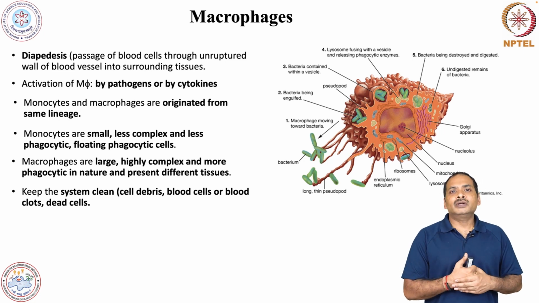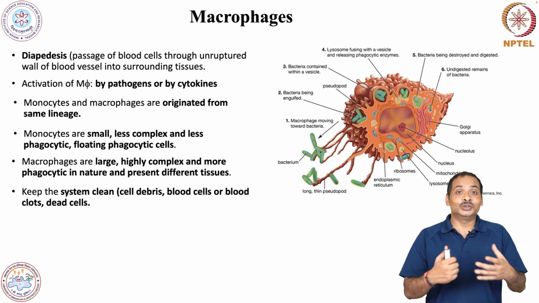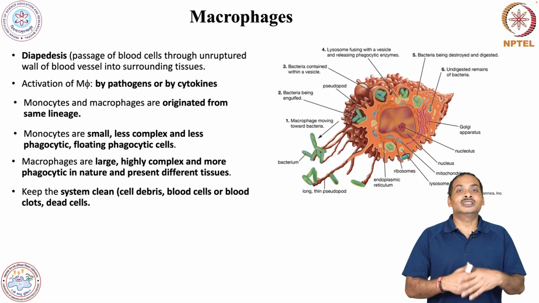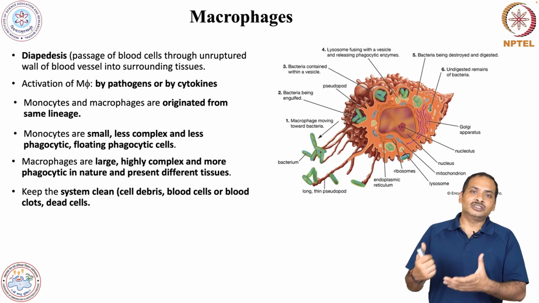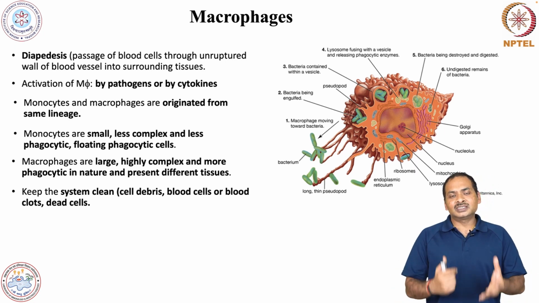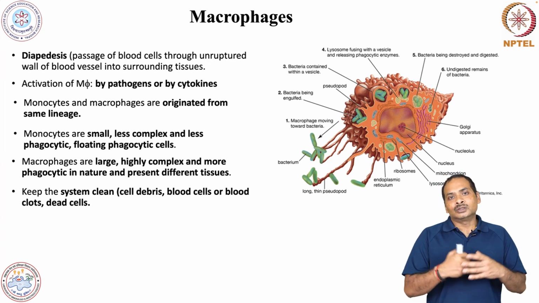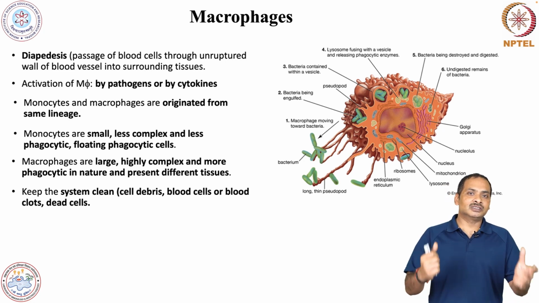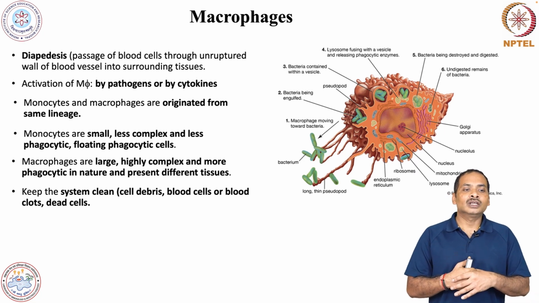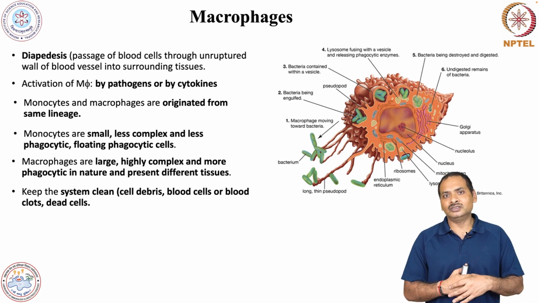Besides immune function, macrophages play a very important role in scavenging our whole body. Every moment there is some cell death, some cell damage, some damage of blood cells. All of this is cleaned up mainly by macrophages. Macrophages eat up all those damaged cells and keep the system clean. So, macrophages play a very important role in maintaining homeostasis overall.